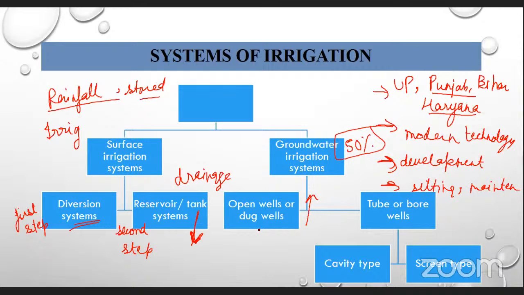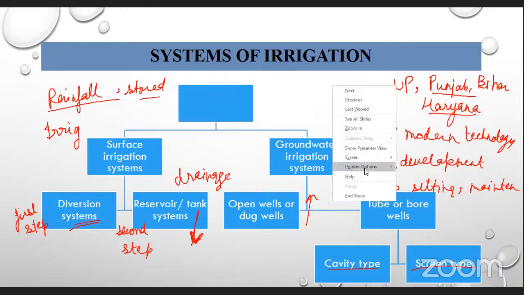But in tube wells or bore wells, what we do is sink a pipe below the groundwater, through water bearing and non water bearing strata, deep into the ground, and we insert it till the place where the water strata is. And these tube or bore wells are again of two types, the cavity type and the screen type. Okay, only this much you have to understand, nothing more in this.